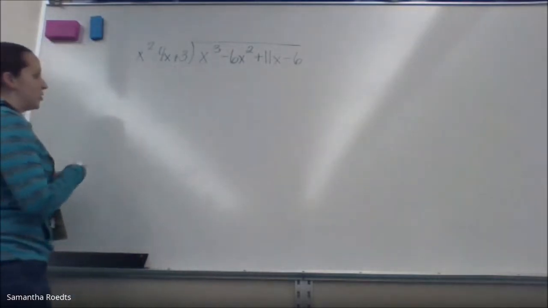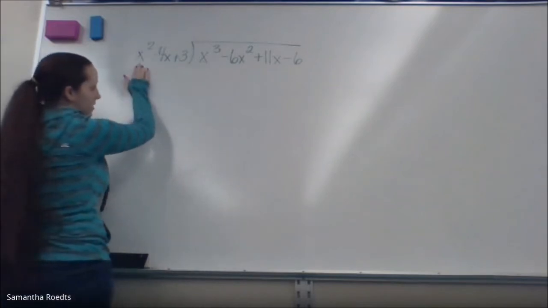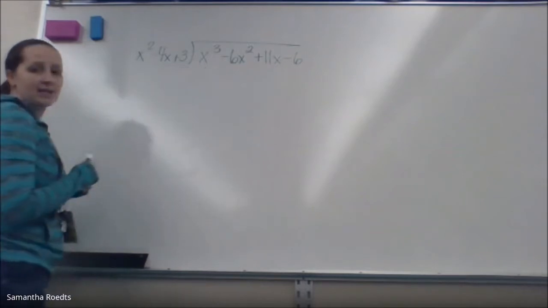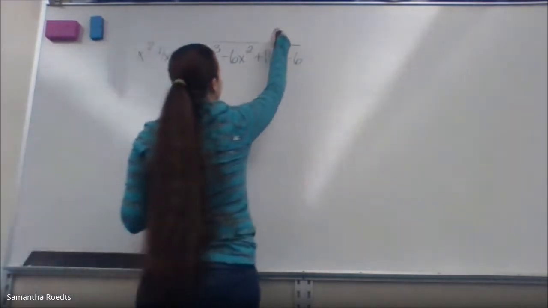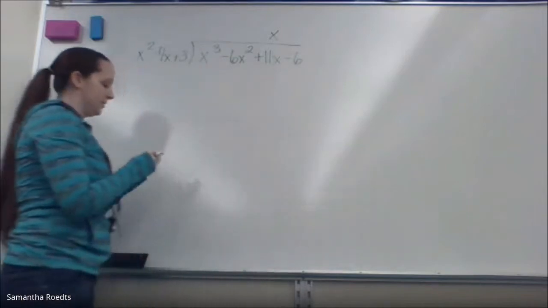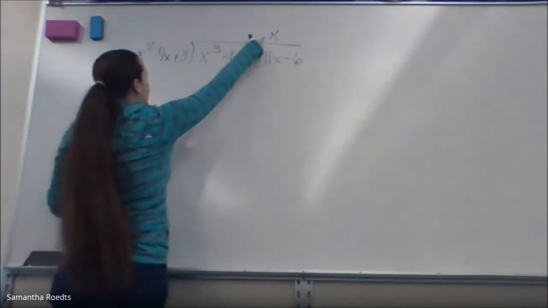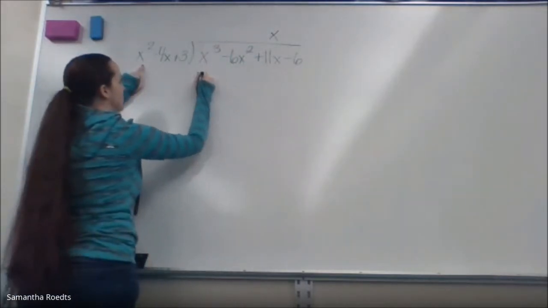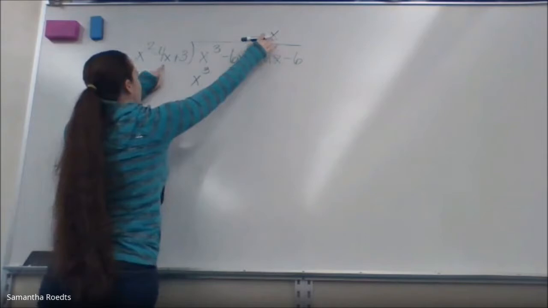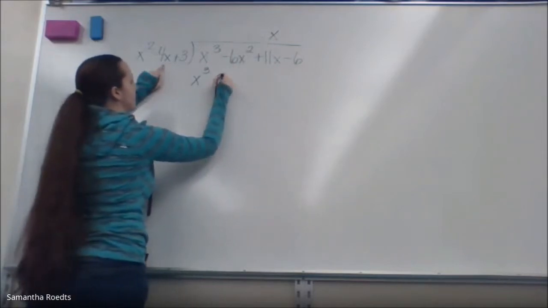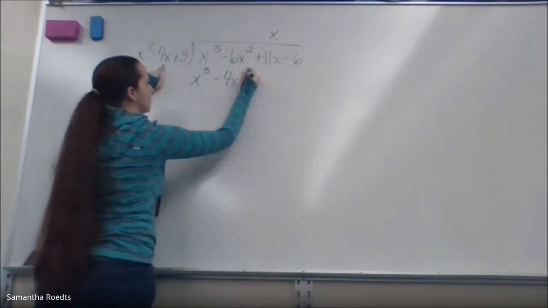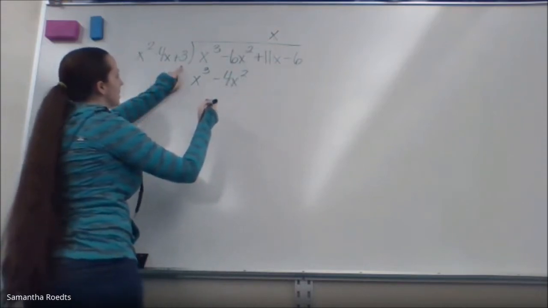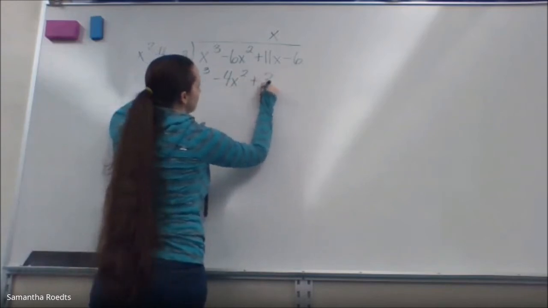So the first thing that I want to do, what times x squared gives me x cubed? Well, x times x squared gives me x cubed. Put my x over here. Then I multiply x times this. Well, x times x squared gives me x cubed. X times negative 4x gives me negative 4x squared. And x times 3 gives me 3x.